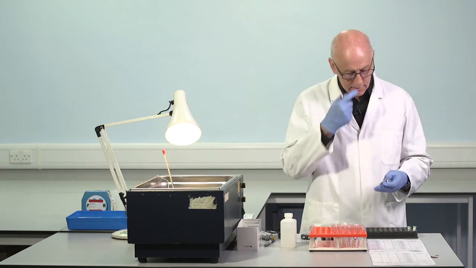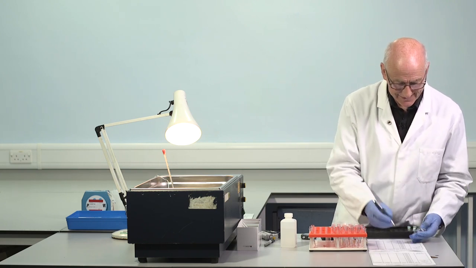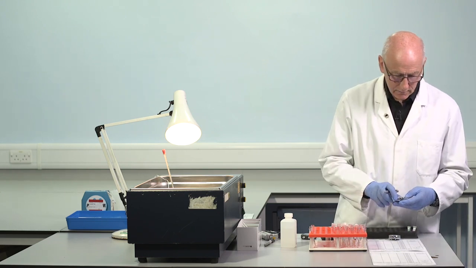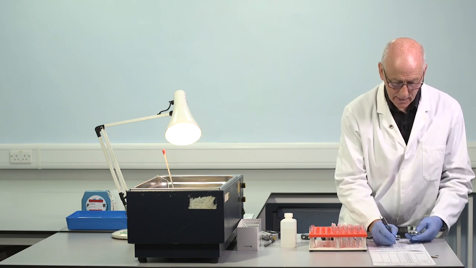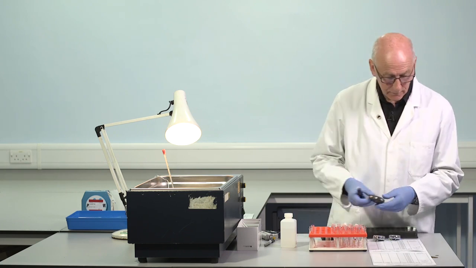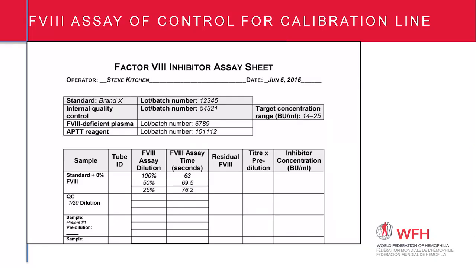So we need to record the clotting times. For the first, 1 in 5 dilution, 63 seconds. For the 1 in 10 dilution, 69.5 seconds. And for the 1 in 20 dilution, 76.2. So later we'll be using those clotting times to construct a calibration line on the graph paper. We'll come to that a little bit later. So that's the control mix.